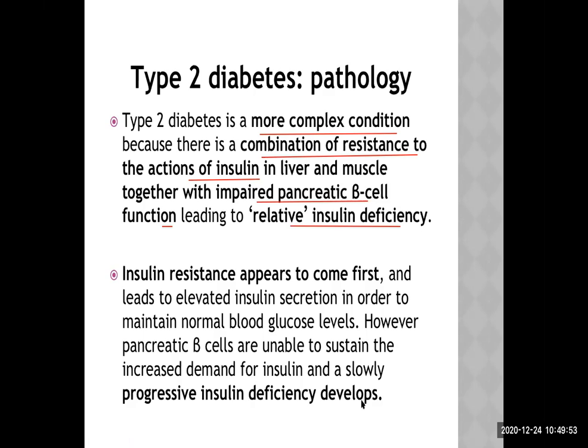Remember, we can compare this condition with heart failure. What happens in the beginning? The heart can try to cope with the situation of increased demand, but it cannot do it forever. It's like the Frank Starling law, and sometimes later the heart fails. So same condition. In the beginning, the beta cells try to secrete more insulin, but later on that cannot happen. So insulin deficiency develops. Let's move on.